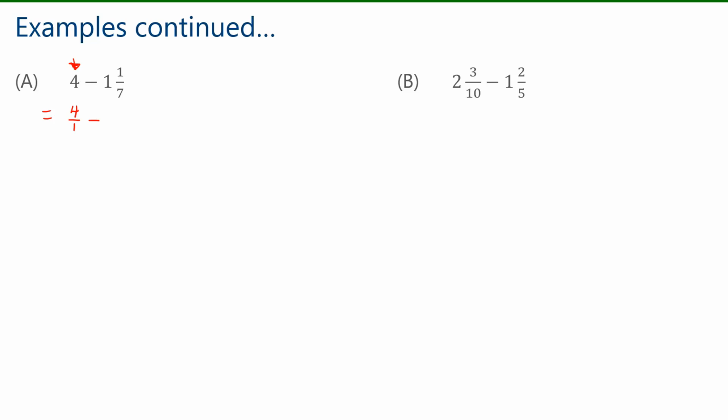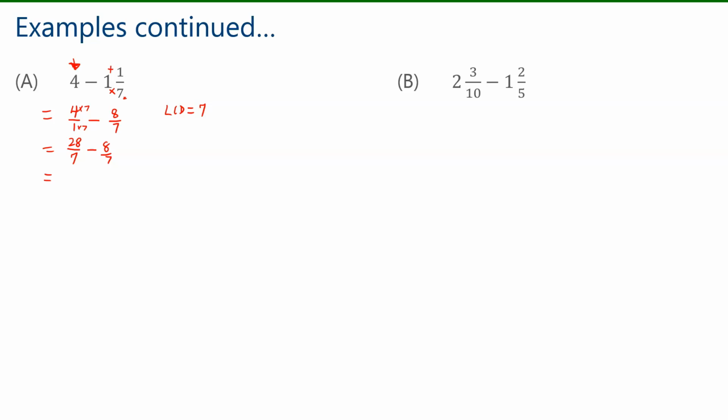So we use the little process from before. Start with my denominator 7, multiply it by the whole number part, 1, and add on a 1. And that will give you 8 over 7. In order to subtract these improper fractions, we need a common denominator. And the LCD for 1 and 7 is just 7. So I need to rewrite the 4 over 1 as an equivalent fraction with a denominator of 7. 1 times 7 is 7. 4 times 7, 28. Subtract 8 over 7.